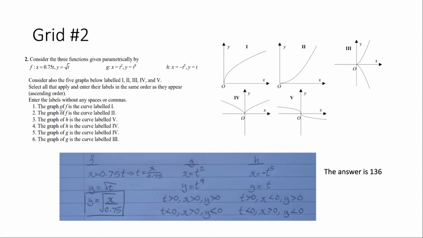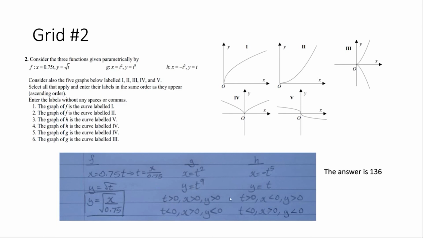So the 1 or 2 we got, so 1 is true. Then g, for function g, x is t squared and y is t to the power of 9. For this case, we can't substitute t because we're going to have a really weird function and we don't know the shape of the curve. So it will be really difficult solving it that way. So we'll find t greater than 0 and t less than 0.